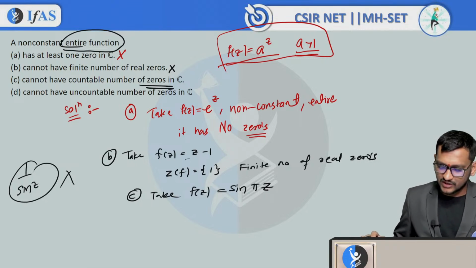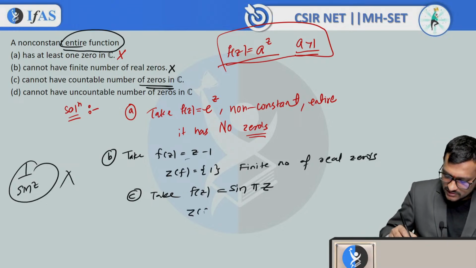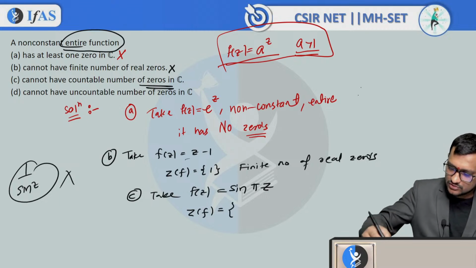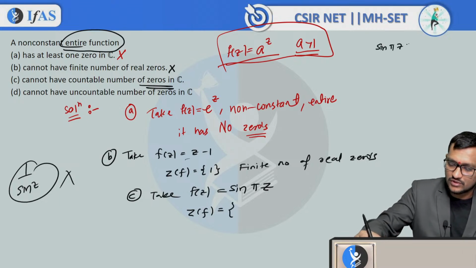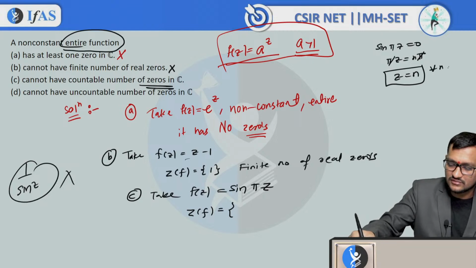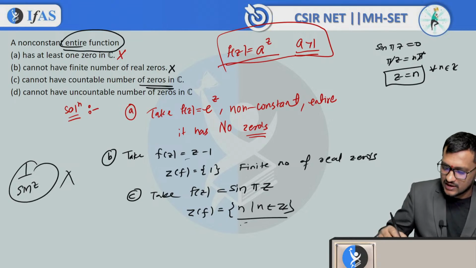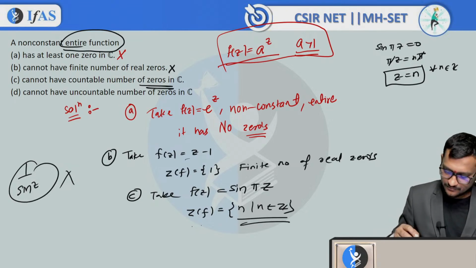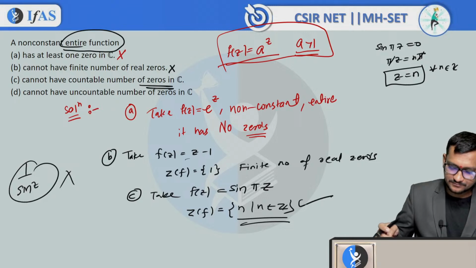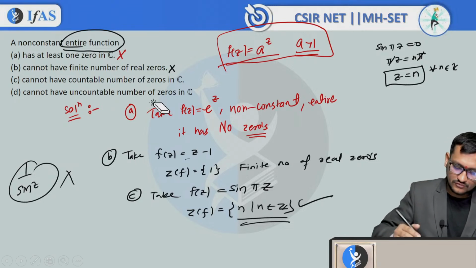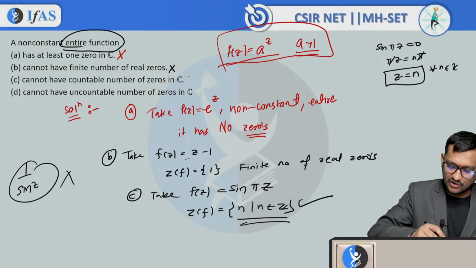So what happens to sin pi z? It is non-constant, it is entire, and how many zeros does it have? If I calculate the zeros, sin pi z is 0 if and only if pi z is n pi, pi cancels. So every integer is a root. So the zeros of f are n for every n belonging to the integers. These are countably infinite, and this will work. So a function cannot have a countable number of zeros is incorrect.